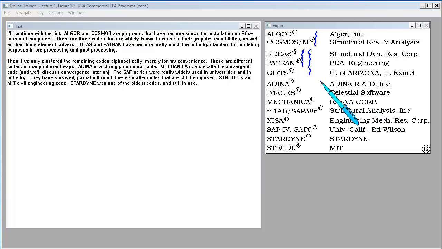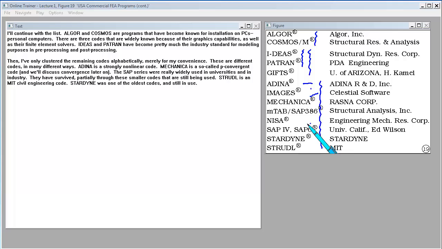Then I've only clustered the remaining codes alphabetically, merely for my convenience. These are different codes in many different ways. Adena is a strongly nonlinear code. Mechanica is a so-called P-convergent code, and we'll discuss convergence later on.